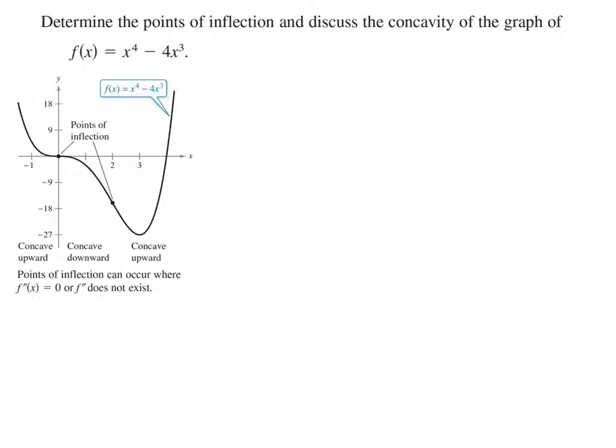So now let's work out an example of looking for the points of inflection and discussing the concavity of this graph for f of x. What we're first going to do is take the first derivative and then the second derivative, set that equal to 0, test some intervals, and see where we can find our points of inflection.